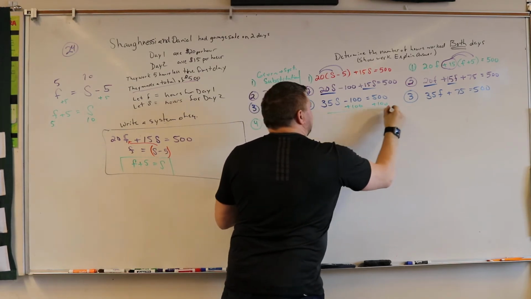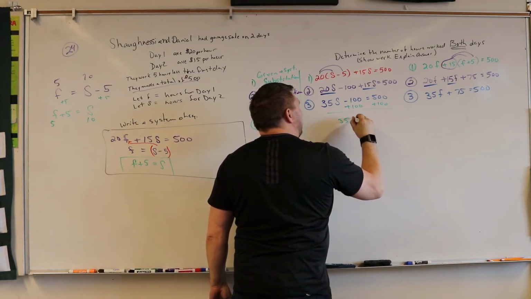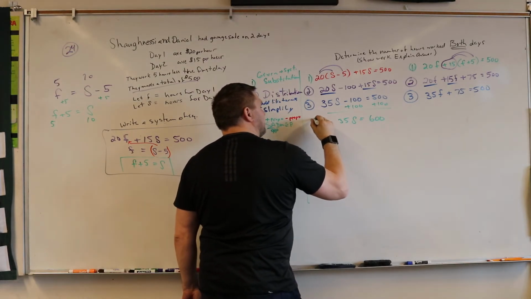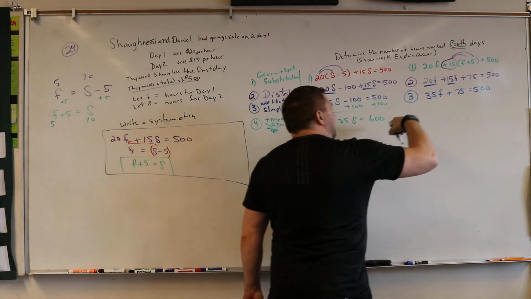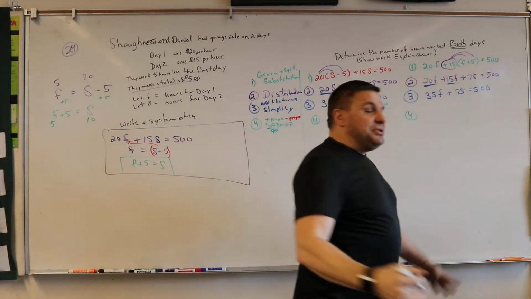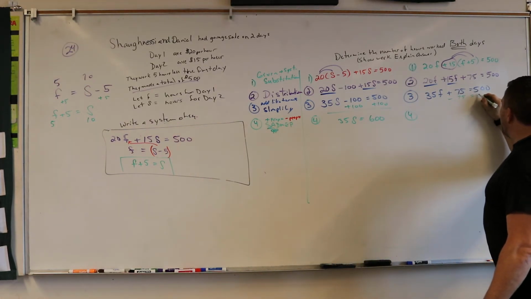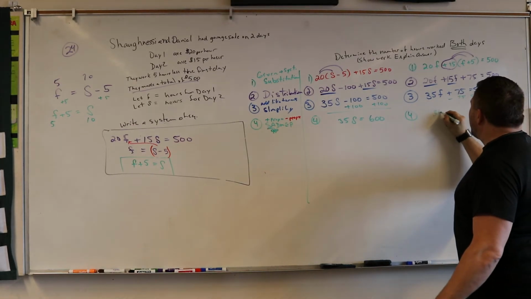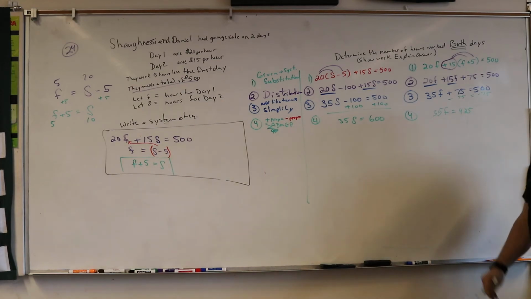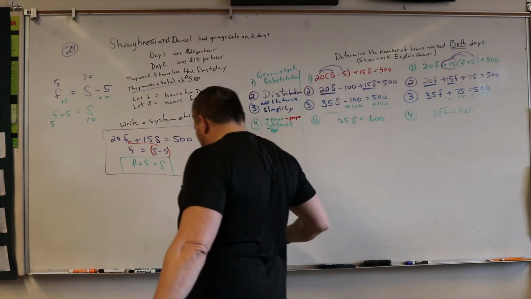Okay. So, minus, no, plus. Plus gets rid of that 100. So I get 35S is equal to 600. That's step 4. But over here, it's minus, right? Because we always have to do the opposite. Minus 75 equals minus 75. So I get 35F equals 425. Right? Okay.